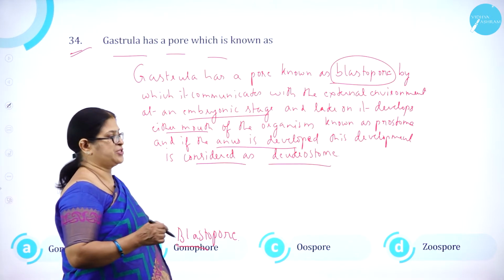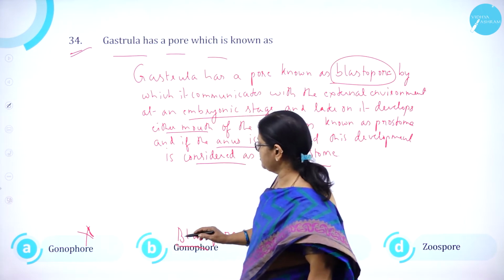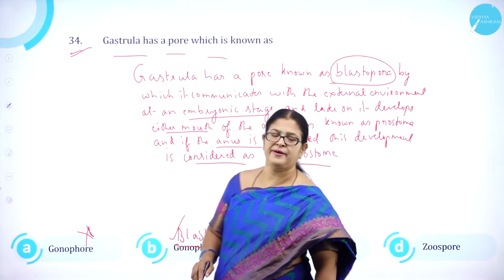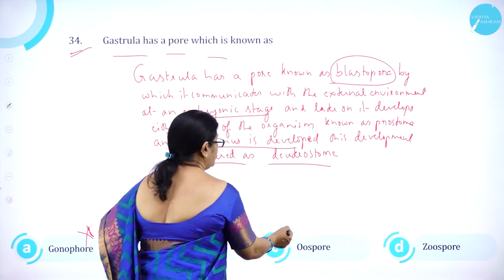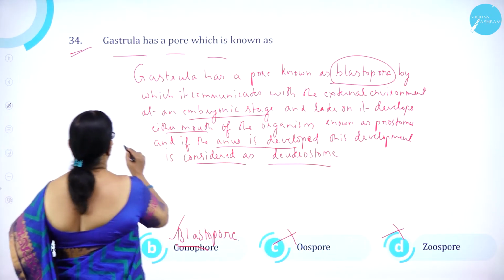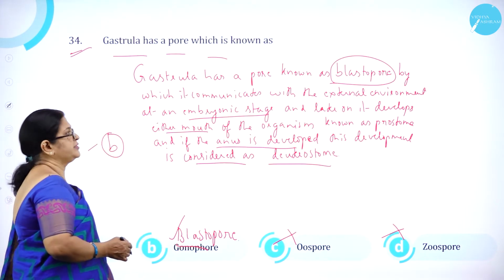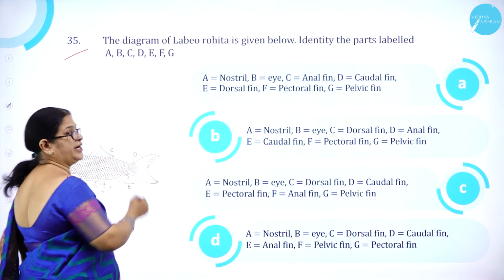So it is blastopore. So option A, gonophore, is wrong. Option B, blastopore, is correct. And option C, oospore, is wrong. And option D, zoospore, is wrong. So option B, blastopore, is correct. Moving on to question number 35.